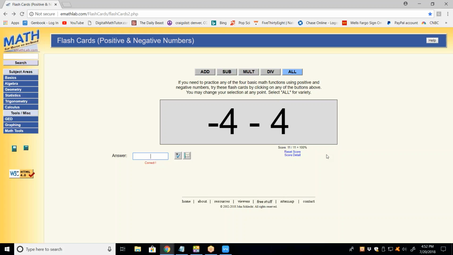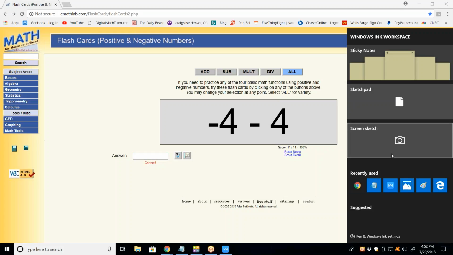It 0? Nope. Change the subtraction to an addition always. Whenever you see a lot of negative signs, well, let me put it this way. Whenever you see more than one negative sign, change it to an addition problem.